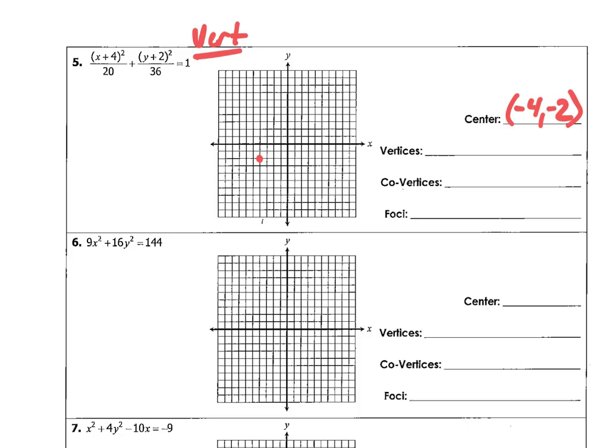Okay, vertices. A squared is 36, the bigger number. So A is plus or minus 6. B squared is 20. So this is a little bit different because this is the first time we haven't seen a perfect square for A squared or B squared. And that's okay. Sometimes that's going to happen. So the square root of 20 would be about 4.5 or 4.47, whatever you round to.